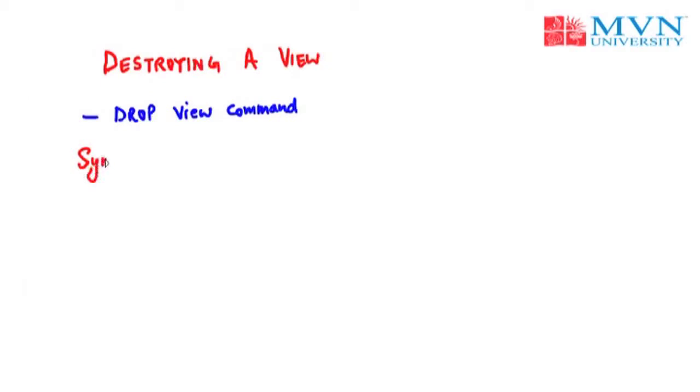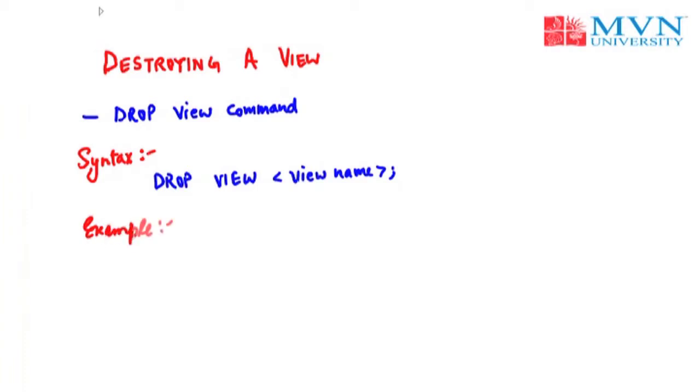The syntax for dropping the view is drop view and then the name of the view, that is the view name. For example, we have created various views. You can remove any of the views that we have created earlier. You have to write a query like drop view view_update, and in this way our view gets dropped. Let us execute this query and find out whether the view can actually be dropped or not.